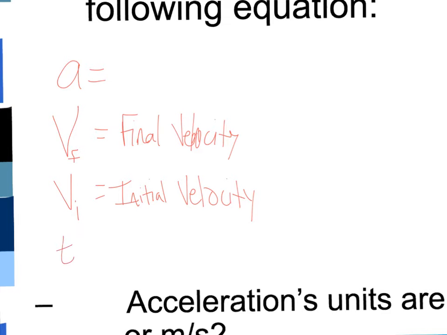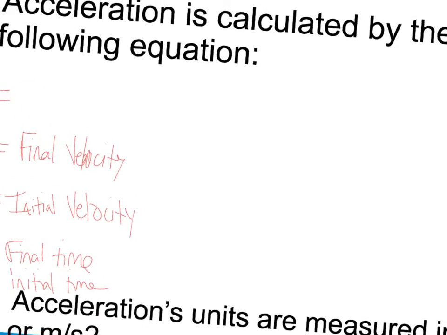Sometimes it's worded like this, where it has a T, which represents time, and the I and the F stay the same. So it's the final time minus the initial time, basically the total time that has elapsed.